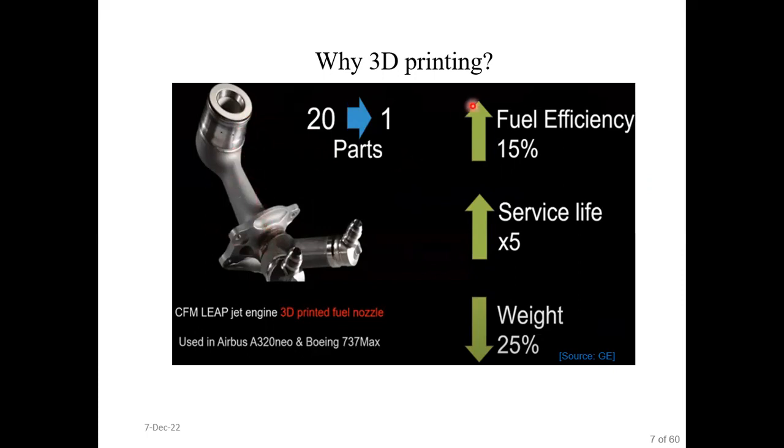However, after the invention of the 3D printing process, this whole component can be fabricated in one go. Based on that, its fuel efficiency has been increased by 15%. Due to less wear and tear, its service life is increased by 5 folds, and due to topologically optimized design, its weight is reduced by 25%. So that is how we can conclude that the 3D printing process for this type of component is very suitable when compared to any conventional or any other type of manufacturing process.